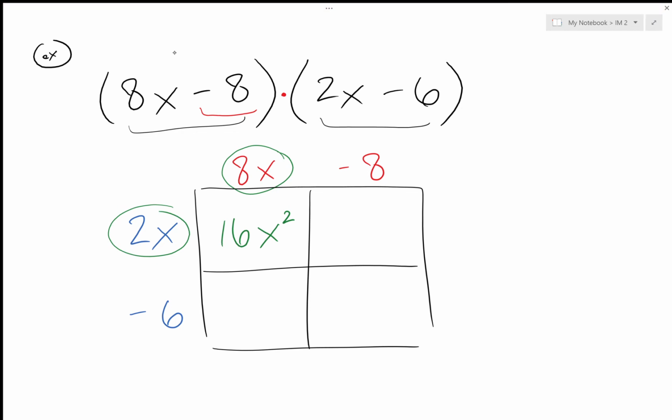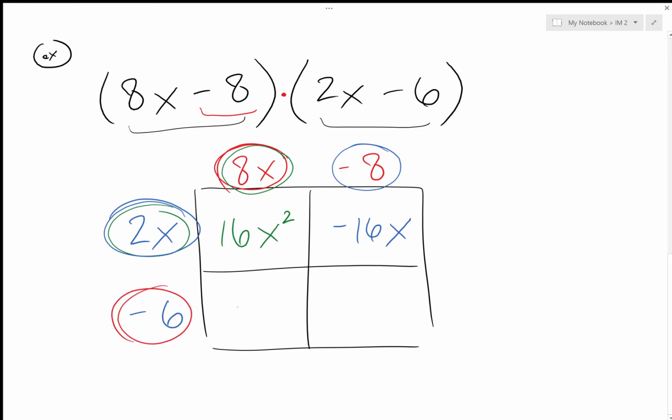You can really move to any box that you want. I'm going to go ahead and move next to it. I want negative 8 times 2x. That answer is going to go here. That's a negative 16x. And we just keep moving around, matching this up as a grid. So 8x times negative 6 goes down here. That's a negative 48x. And finally, negative 8 times negative 6 goes down here and makes a positive 48.